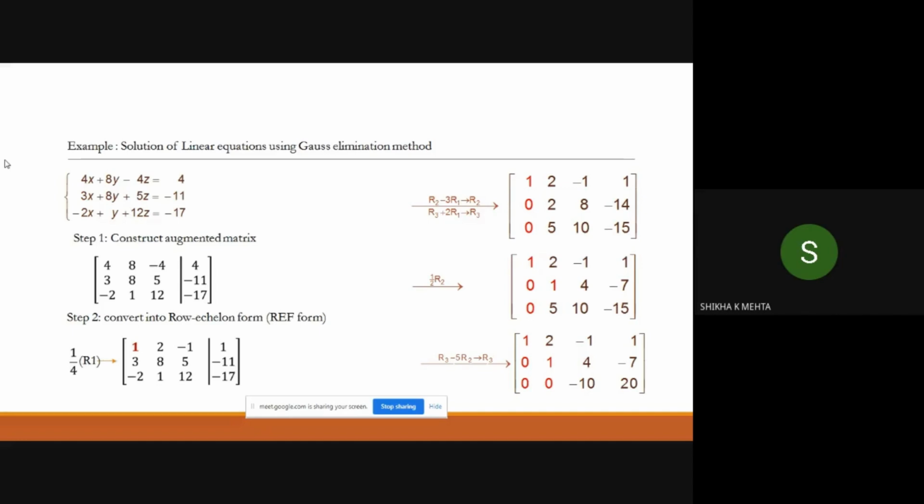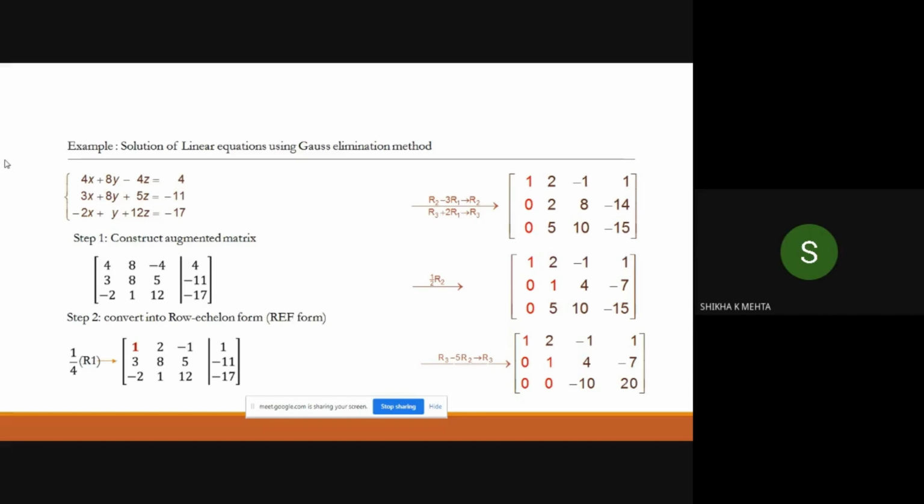So in this next step, what do we do? We multiply row 2 by half, so that the second row, second column cell value is converted to 1. For that, we have just multiplied row 2 by 1 by 2, and we get 0, 1, 4, and minus 7.